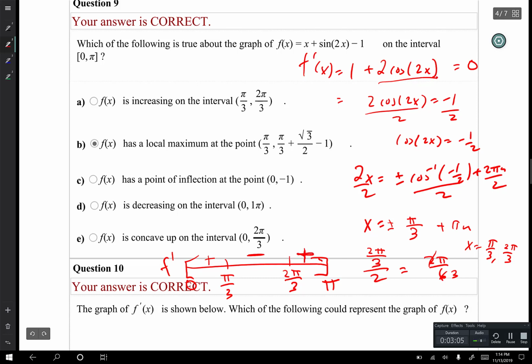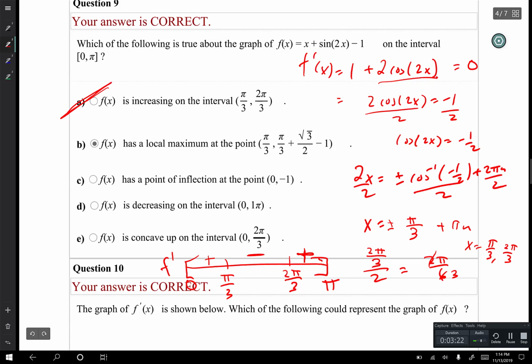All right. So let's see here. Let's go ahead and see what statements we have that are false. F of x is increasing between pi over 3 and 2 pi over 3. That is definitely false because I have a negative, so that one's out. It's decreasing.